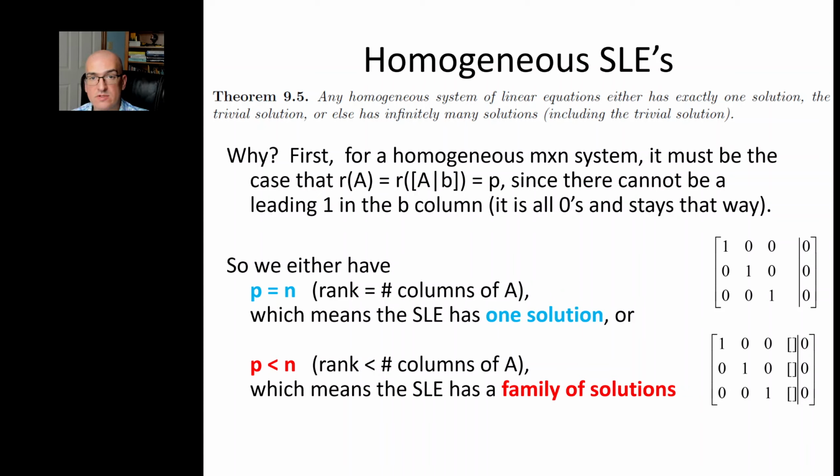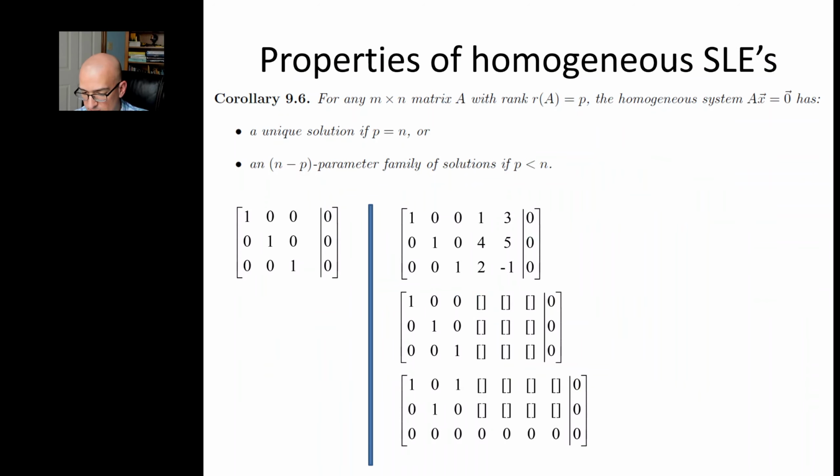What will distinguish homogeneous systems from each other is whether those ranks are equal to the number of columns or if they're less than the number of columns. In the first case, it means there's only one solution, that x, y, and z are all 0. And in the second case, it means that there's a family of solutions with one or more parameters.